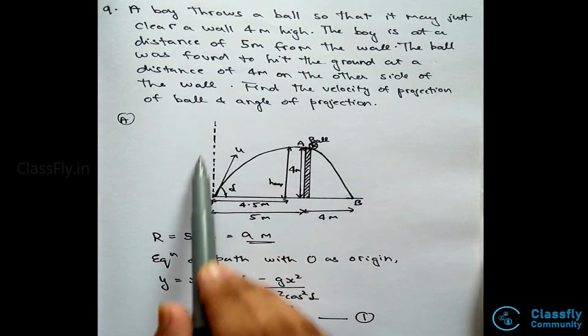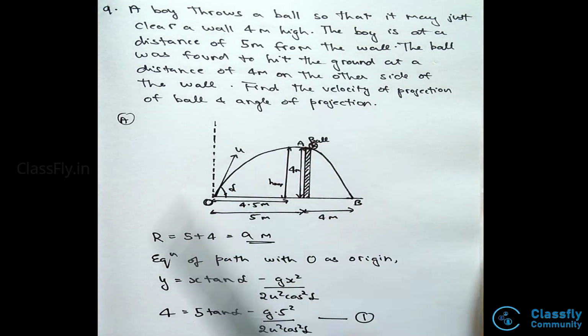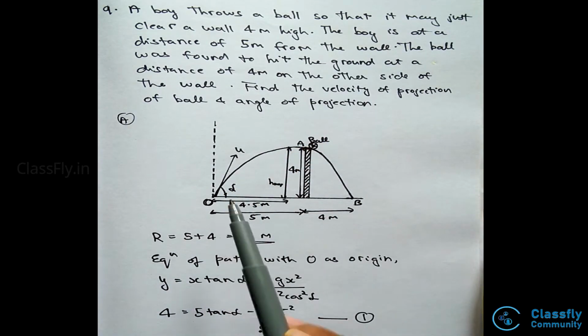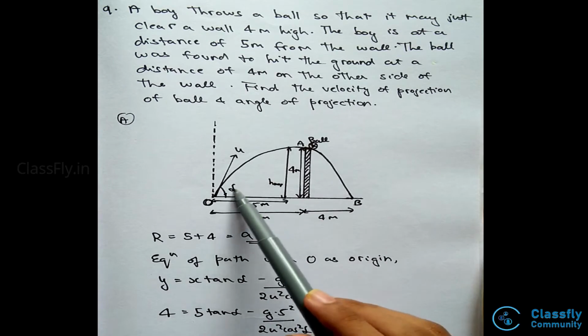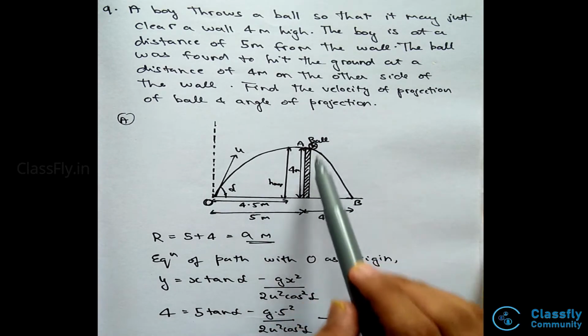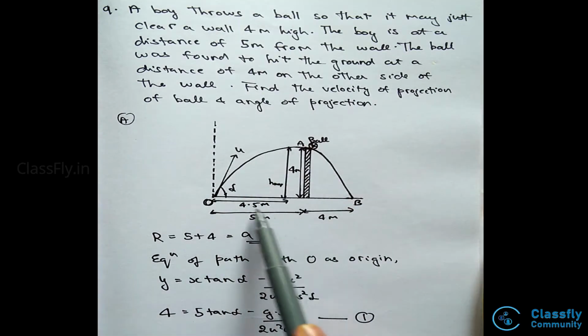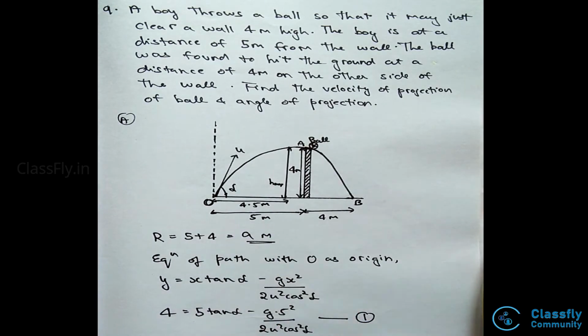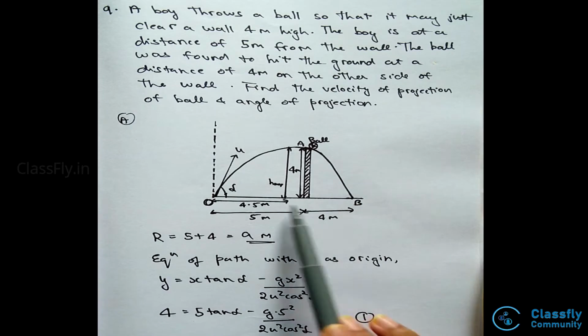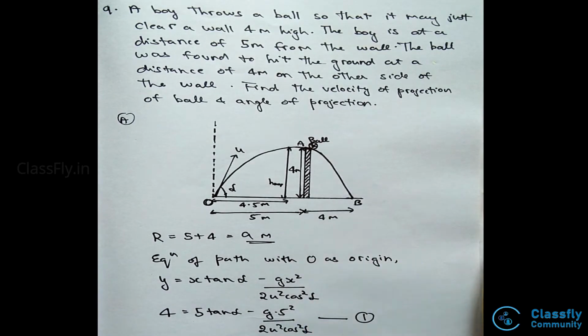Now let us draw a simple diagram depicting the given question. Hence, a boy will throw a ball so that it clears a wall which is 4 meters high at a distance of 5 meters from the boy. Also, it is given that the ball will hit the ground at a distance of 4 meters from the wall.